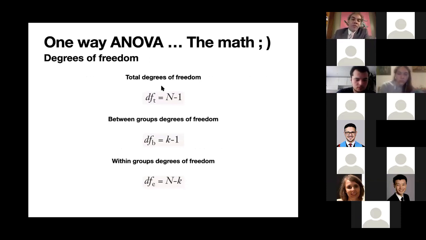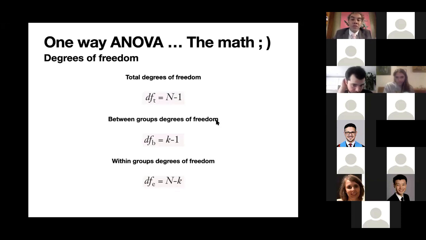ANOVA has 3 types of degrees of freedom: total degrees of freedom, between groups degrees of freedom, and within groups degrees of freedom. These formulas are really easy. My total degrees of freedom is based on my total sample size, because this is used, remember, when we pool the 4 groups and we have this big group and this grand mean. The degrees of freedom for the total will be the whole sample size minus 1.